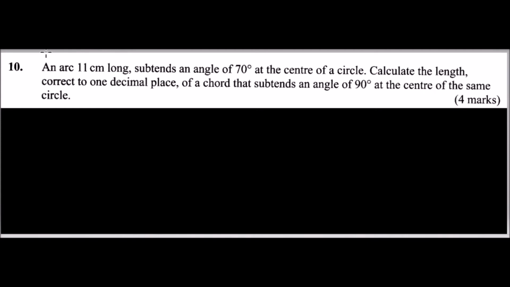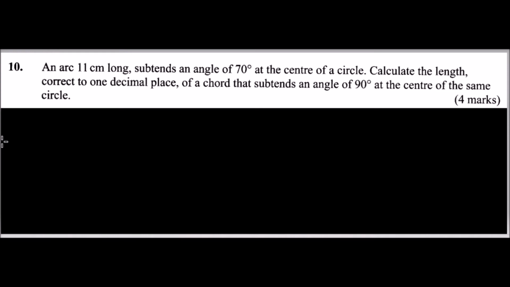Question number 10, we are told an arc 11 centimeters long subtends an angle of 70 degrees at the center of the circle. Calculate the length, correct to 1 decimal place, of a chord that subtends an angle of 90 degrees at the center of the same circle. So first of all, we need to find the radius of this circle. After finding the radius, it is going to help us to calculate the length of the chord.